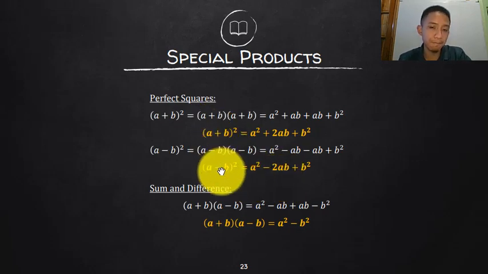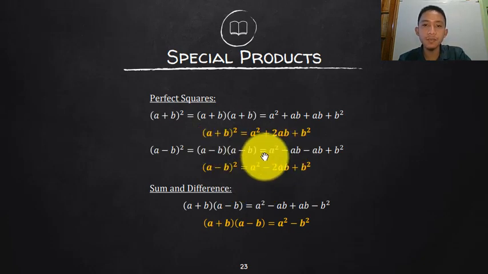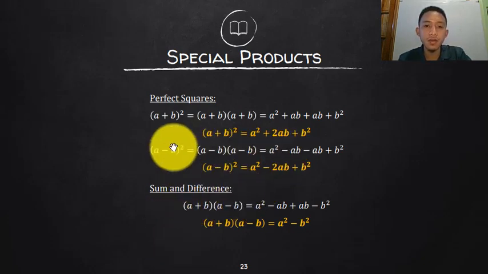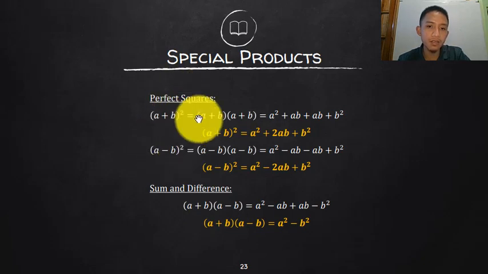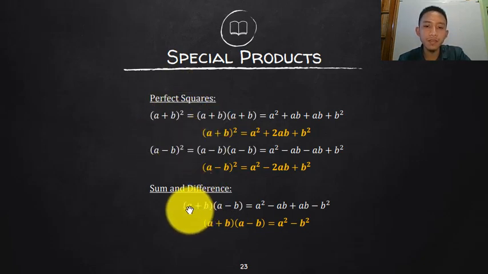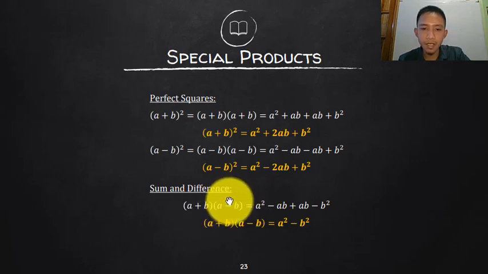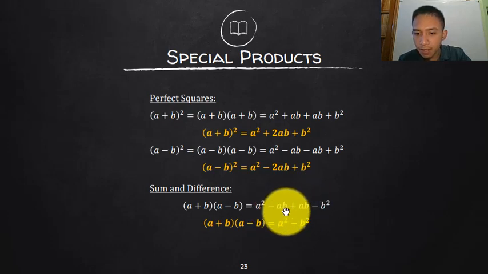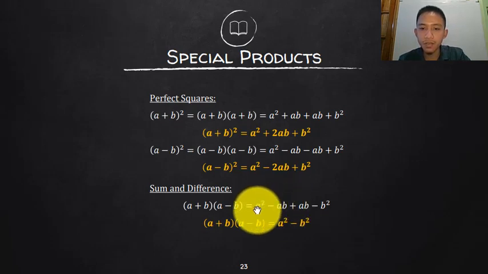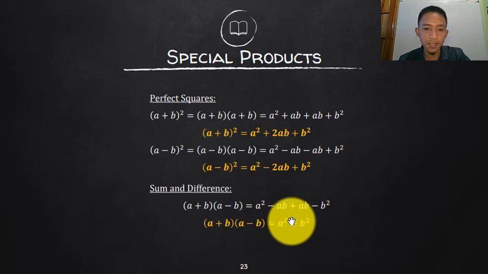Okay. We have another special product, which is your sum and difference. What if a plus b is multiplied with a minus b? They have different signs, so they are not squares. They do not belong to a perfect square. If you try to do that, a times a is a squared, a times negative b is negative ab, b times a is positive ab, and b times negative b is negative b squared. Simplify that: the negative ab and positive ab cancel out, so they are eliminated from your equation. You are only left with a squared minus b squared. So that is your sum and difference.